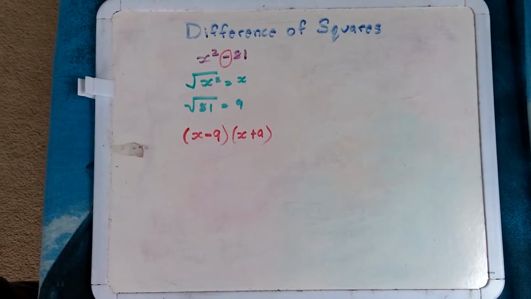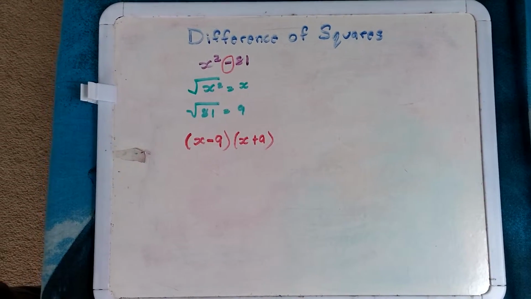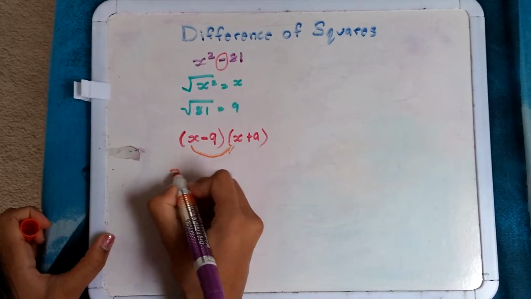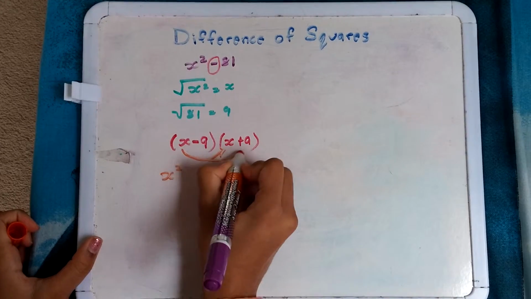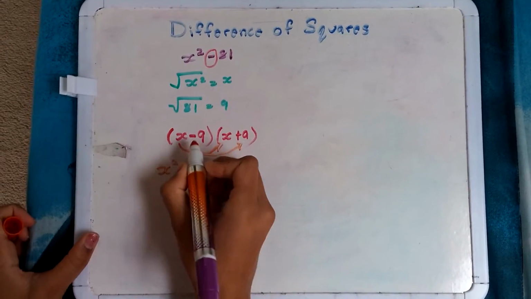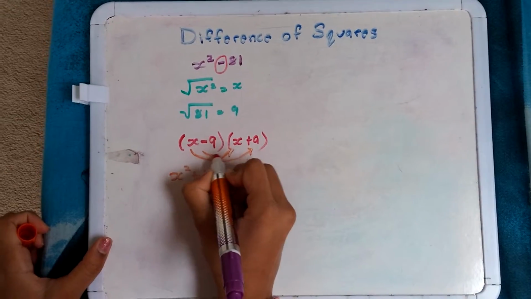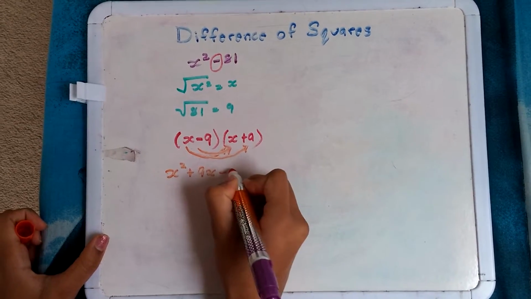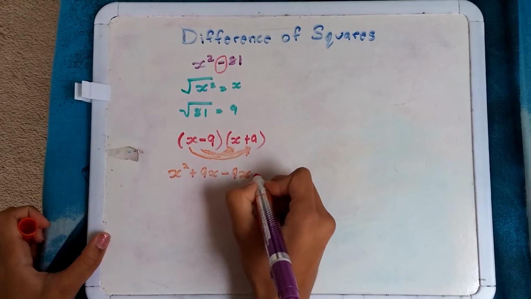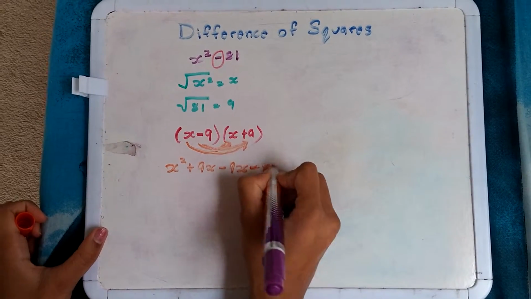And to check this, you can always use distributive property. So let's do that right now. So x times x equals x squared. X times 9 equals plus 9x. Then negative 9 times x equals minus 9x. And negative 9 times 9 equals negative 81.